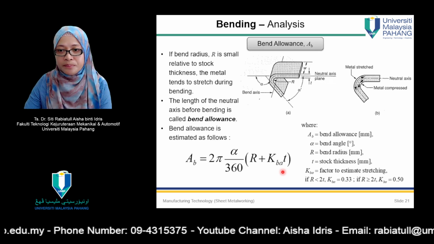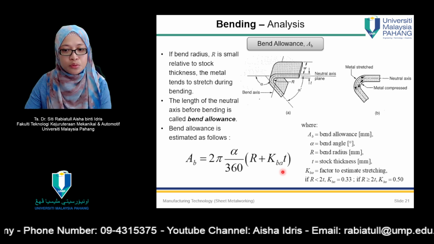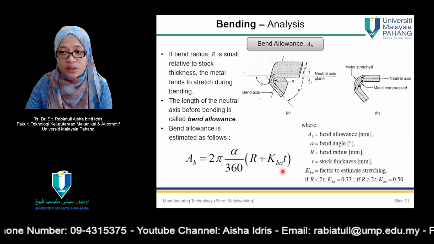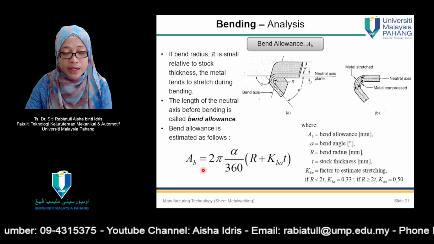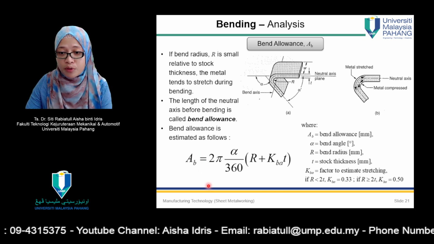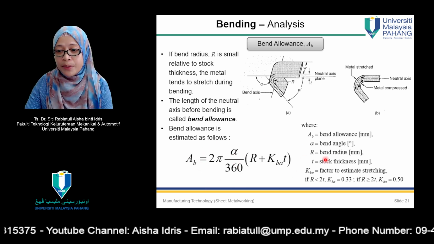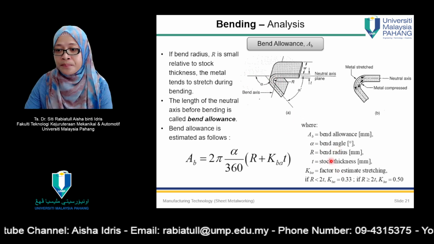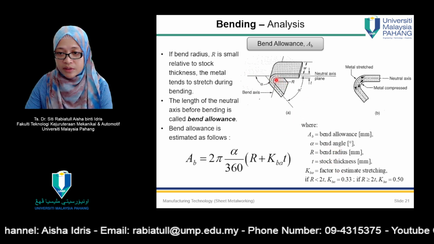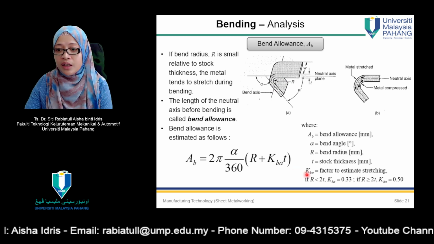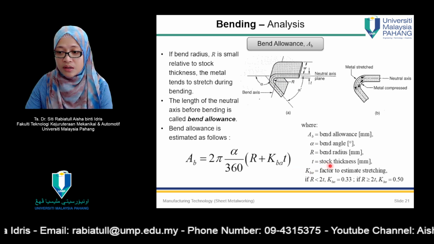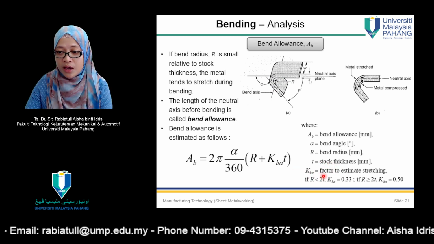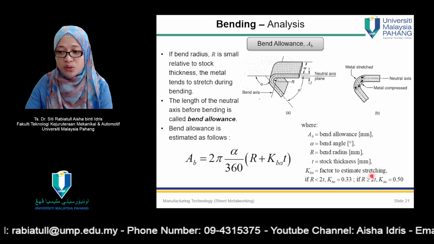And in bending, we also need to have a bend allowance with the symbol of AB. And this is the formula. Alpha represents the bending angle, this one, alpha. R is the bend radius, the radius there. T is the stock thickness. KBA is a factor to estimate stretching.